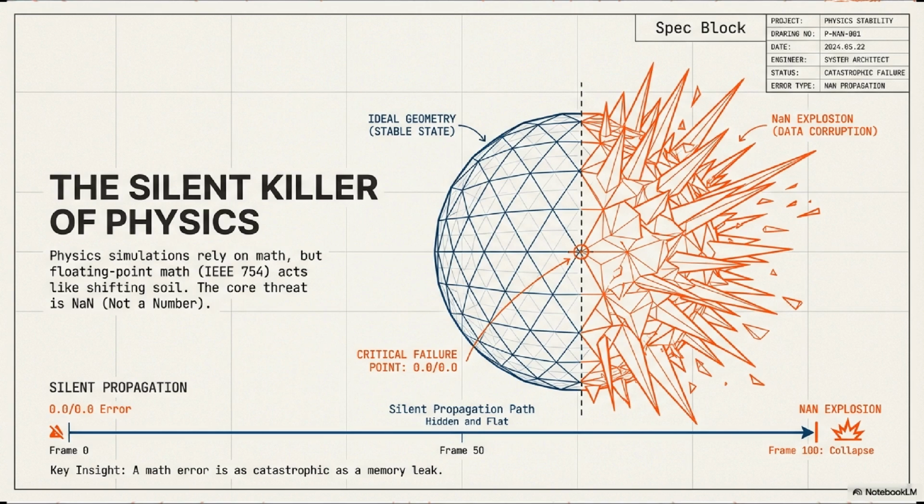It's a value called NaN, which stands for not a number. It can pop up from something as simple as dividing 0 by 0. And as you can see here, that one tiny error at frame 0 can spread like a virus, unseen for dozens of frames, corrupting everything it touches until, boom, a catastrophic data explosion.